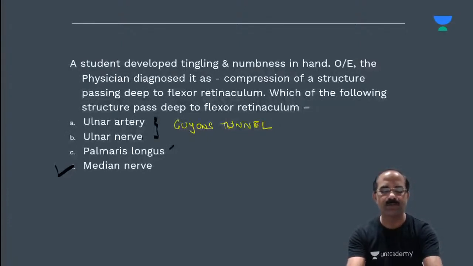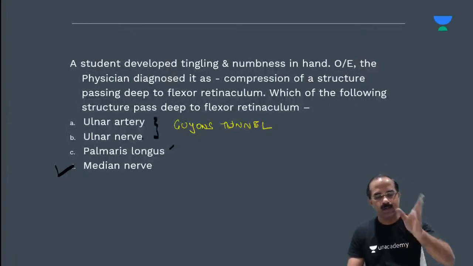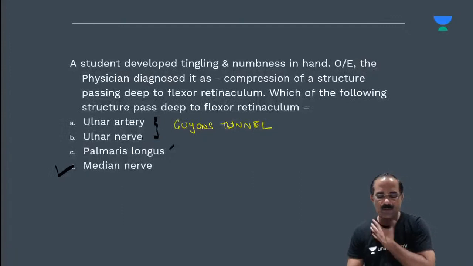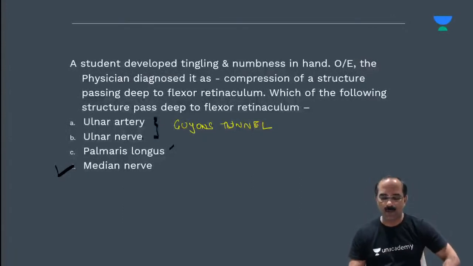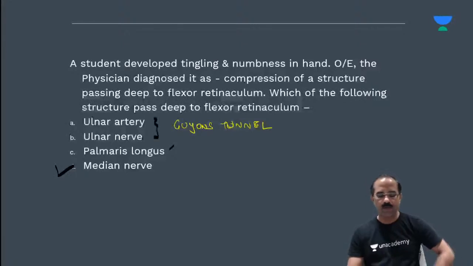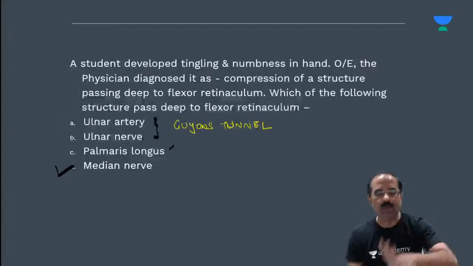Is this clear? Ulnar nerve and ulnar artery pass through Guyon's tunnel. The palmaris longus goes above the flexor retinaculum. Very good. The median nerve goes below the flexor retinaculum through the carpal tunnel. Does anyone else pass through the carpal tunnel?